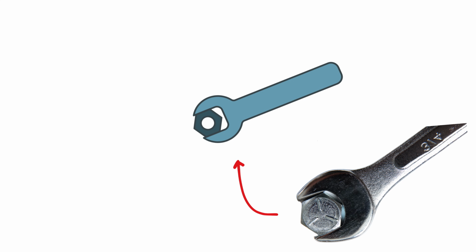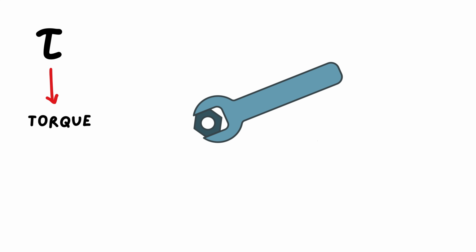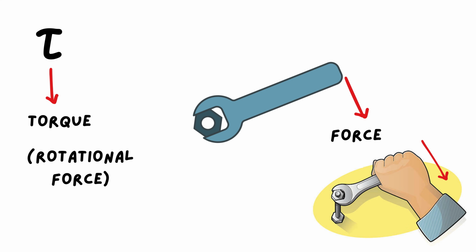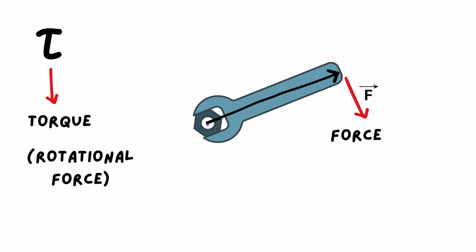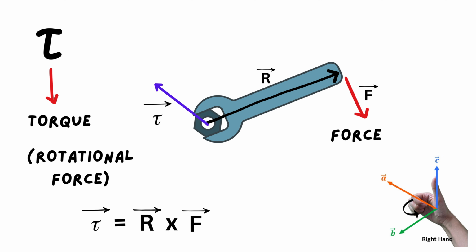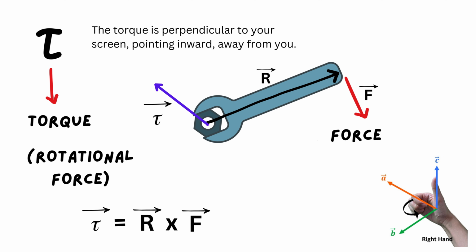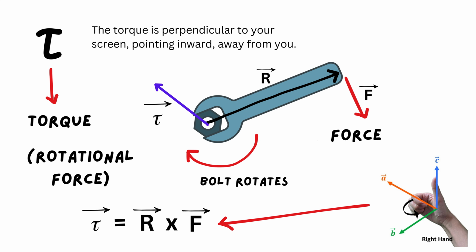When you tighten a bolt with a wrench, you're applying torque, which is a kind of rotational force. Torque is calculated using the cross product. The force you apply is a vector, and the distance from the bolt to where you apply the force, the lever arm, is also a vector. The torque is perpendicular to both of these, causing the bolt to rotate. Torque is given as the lever arm vector cross the force vector. The direction of the torque determines the direction of rotation.